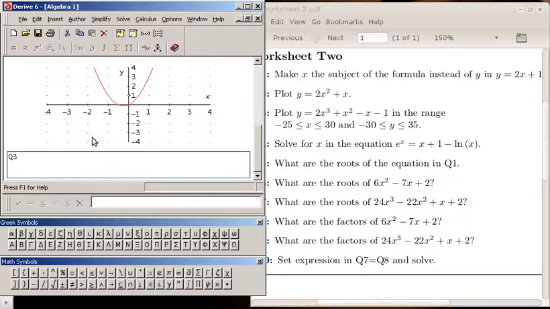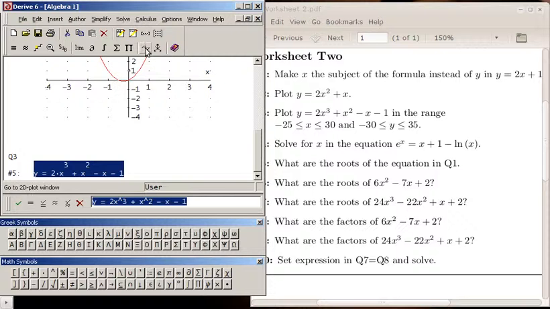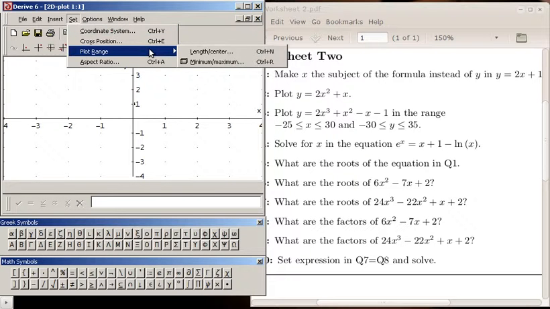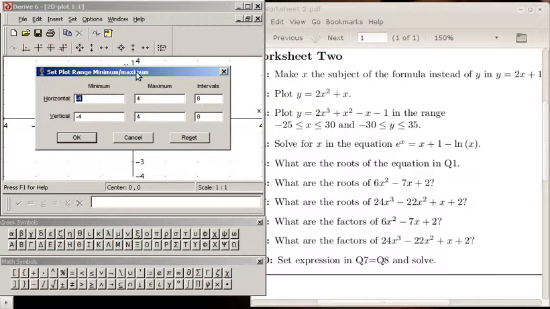Question 3 now. Y equals 2x cubed plus x squared minus x minus 1. Plot again. But the difference here is we tell it what x and y should be. So we go set, range, min, max. The smallest x is 25 and the biggest is 30. The smallest y is minus 30 and the biggest is 35. And intervals, this is how many pieces you want.